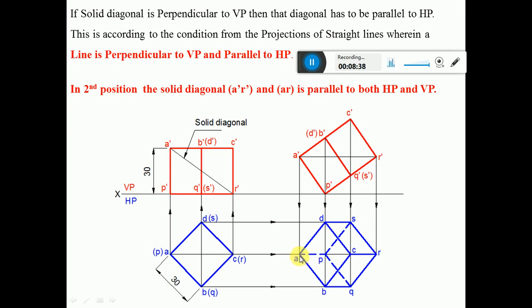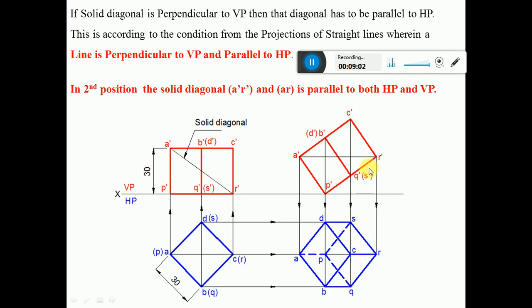Then join A to B, B to C, C to D and D to A first with the thin lines. Similarly, draw a vertical projector from P dash and draw a horizontal projector from P to get this point P. Similarly, draw a vertical projector from Q dash, S dash and draw a horizontal projector from Q and S to intersect at the points Q and S.